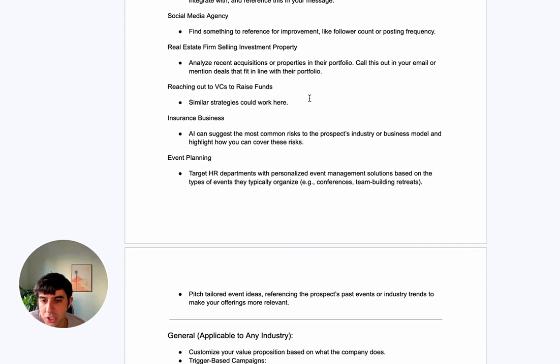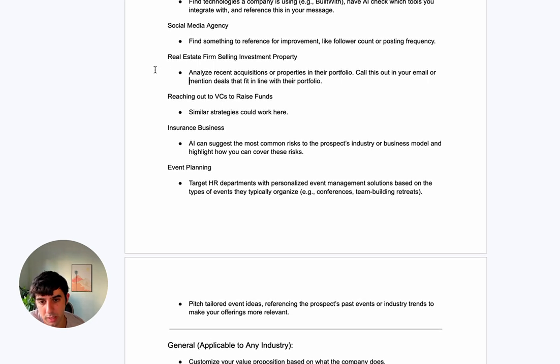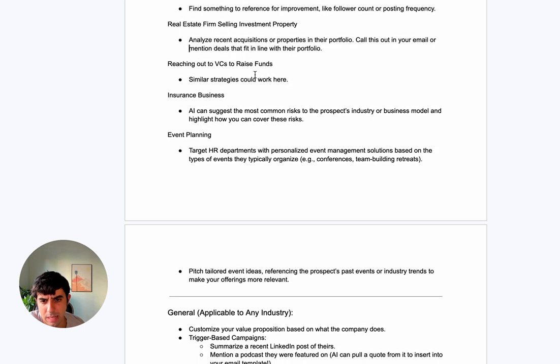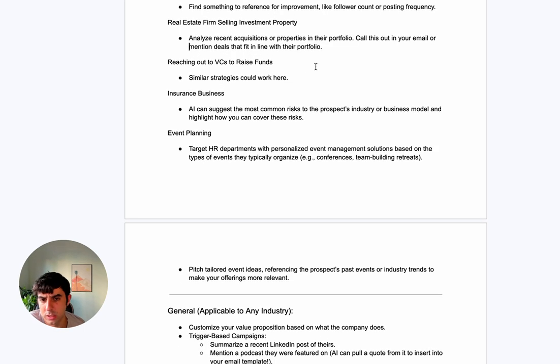Now, let's say you're trying to raise funds or you're trying to raise capital for your business. You could run an outbound campaign reaching out to VCs, venture capital firms, doing the same thing. Have AI scan their investments and what they've posted about and what their portfolio looks like. And it can analyze what kind of connection there is between what they invest in and how that fits into your company you're trying to raise funds for, right? So the same type of strategy could work if you're trying to raise funds.